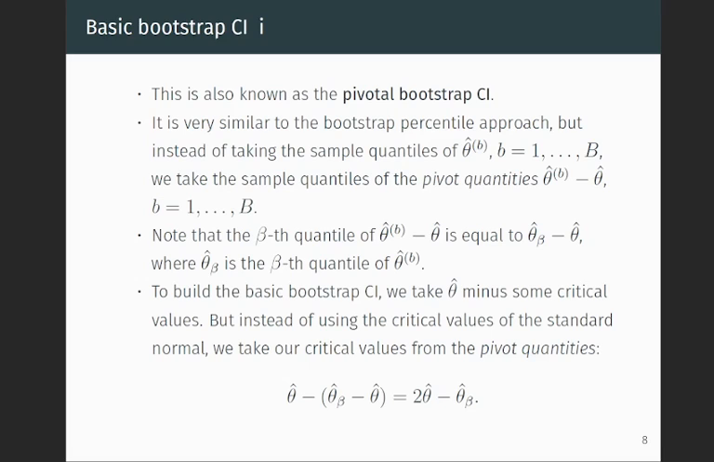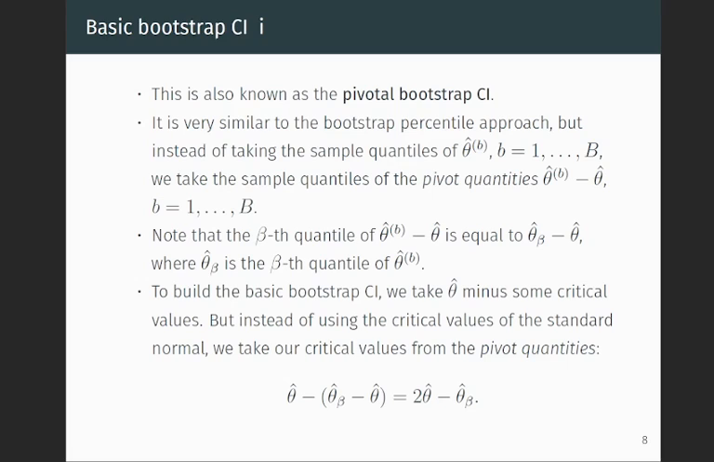And so the quantiles for the pivotal quantities can be expressed in terms of the quantiles of the bootstrap samples minus theta hat. And so to build the basic bootstrap, what we do is we take theta hat minus some critical values. But as I said, instead of using the critical values of the standard normal, we take the critical values from the pivot quantities. So we take theta hat star beta minus theta hat. And if you do a little bit of algebra, you'll see the formula here, which is the one you typically see as part of the definition.